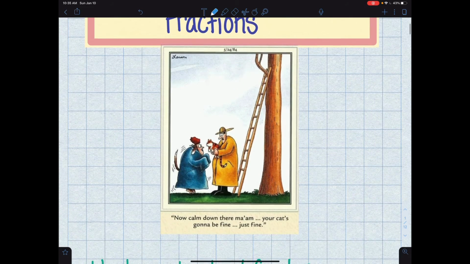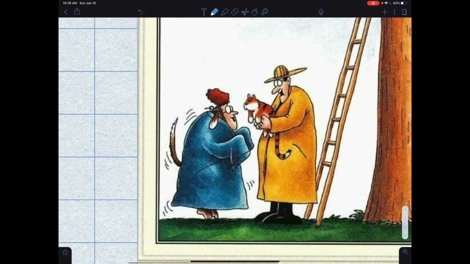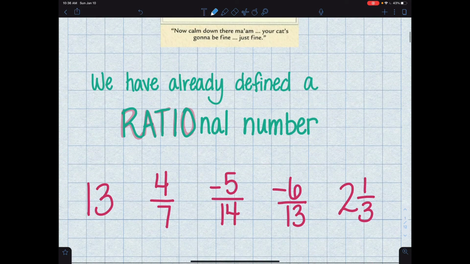Okay, let's look at this comic first, though, because look, it's so funny. The firefighter is saying, "Now calm down there, ma'am. Your cat's gonna be fine, just fine." Because obviously this lady is very excited to get the cat down from the tree. So, anyway, okay, pretty funny.